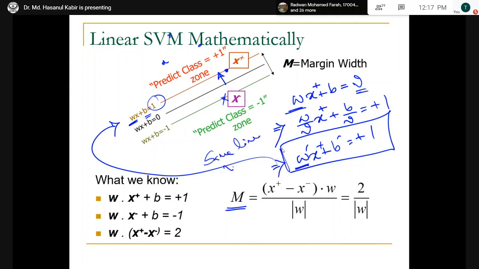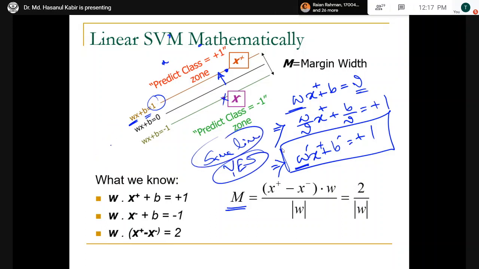Yes. So it doesn't matter what the values of w and b are, we can always assume that from the decision boundary to the support vector for the positive class, the response is going to be +1, and for the negative class, the response is going to be -1. Understood? So that's why you will always see that the margin is going to be equal to 2 divided by magnitude of w.